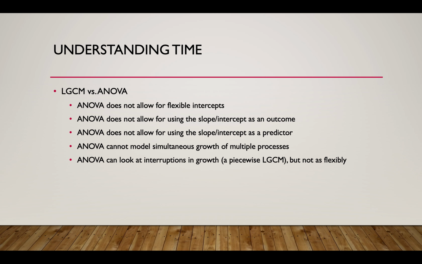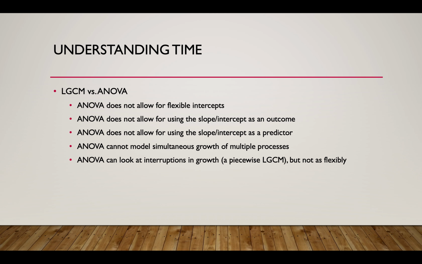Some of these advantages: latent growth curves allow you to be more flexible with the intercepts. We're going to talk about this in class, bounce around and look at different intercepts and ways that we can quickly understand what the mean level is at each time point. ANOVA can't do that. ANOVA doesn't allow you to use slopes and intercepts as your outcome, or as predictors in other types of models, which you can do with latent growth curve modeling, and which you will do with your homework.